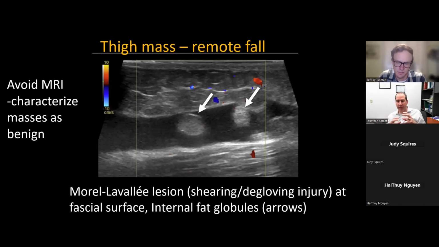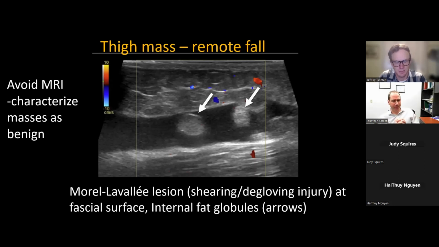It's a shearing or degloving or closed injury where you fall, the tissues shear really quickly and they tear up lymphatics, blood vessels, and whatnot. Injury to the fatty tissue. This is known as a Morel-Lavallée lesion. And one of the pathognomonic findings of it is these fat globules. So if you ever see a collection at a myofascial surface, you have some history of a fall, and you see these fat globules, suggest Morel-Lavallée.